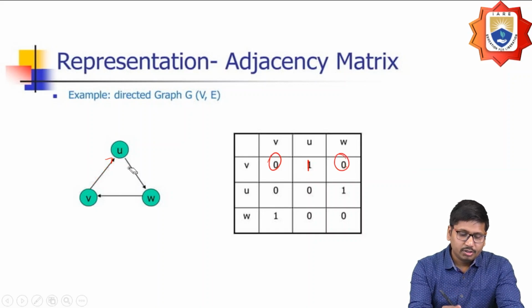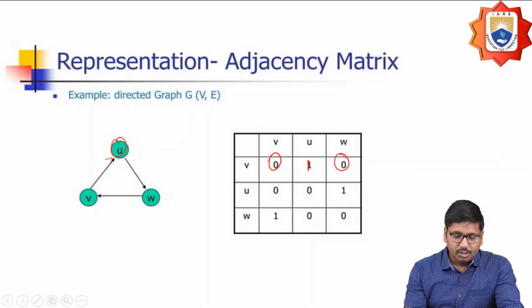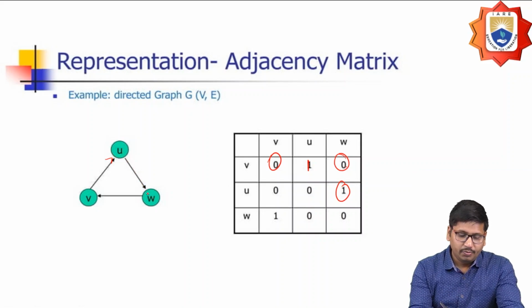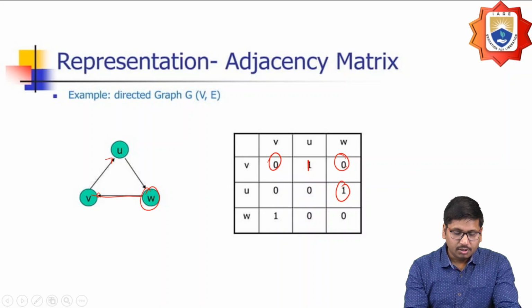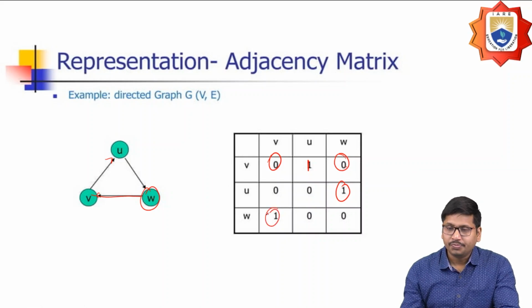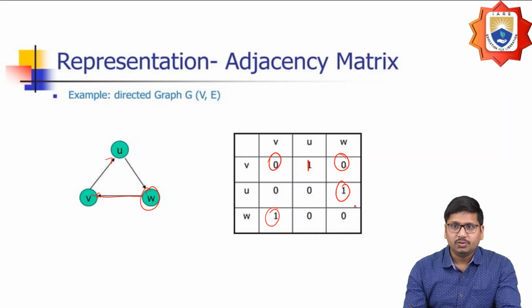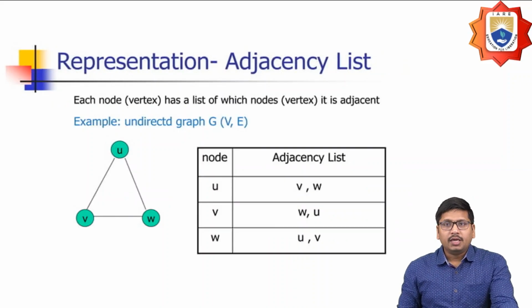Similarly, if I consider U, there is an edge going from U to W, so that should be 1, and the remaining should all be zeros. Similarly, if I consider W, one edge is connected to the vertex V, so that should be 1, and the remaining should all be 0. And next one is the adjacency list.